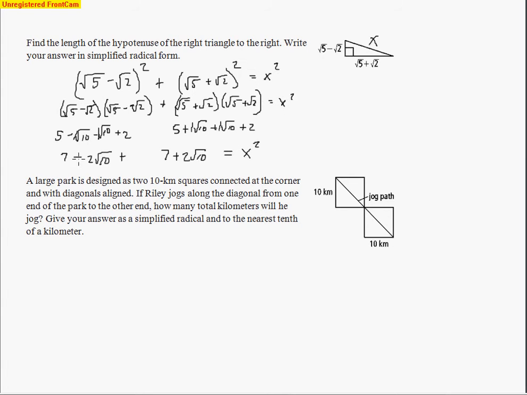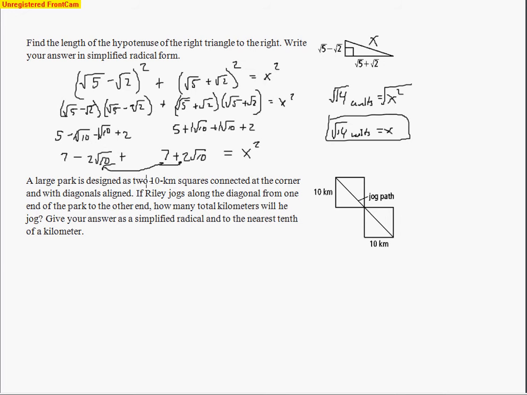When I go ahead and add these, the 7 and the 7 are the same sign, so that makes 14. Then here I have negative 2 square roots of 10 and positive 2 square roots of 10, which just makes 0. These two terms cancel out because they're opposite in sign. So I'm just left with 14. It doesn't give me the units, so I'm just going to write down 14 units equals x squared. I'm going to take the square root of both sides, and that's going to give me my answer: the square root of 14 units equals x. On this one, all we had to do is leave it in radical form.